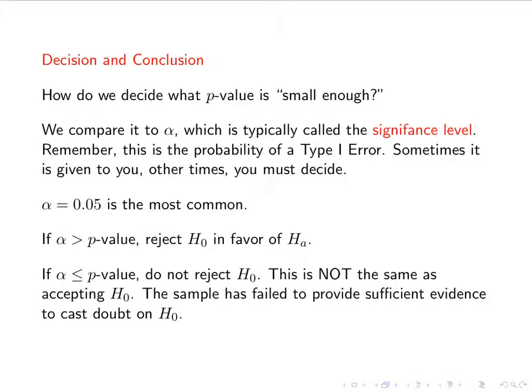The sample has failed to provide sufficient evidence to cast doubt on h0. Okay. So again, it's either reject h0 or do not reject h0, but it's never we've proven h0. Okay, so we don't do that. Reject h0, do not reject h0. Those are the only options. Remember, if we reject h0, it's in favor of the alternative hypothesis.